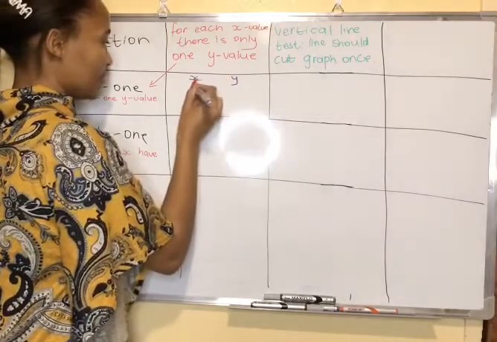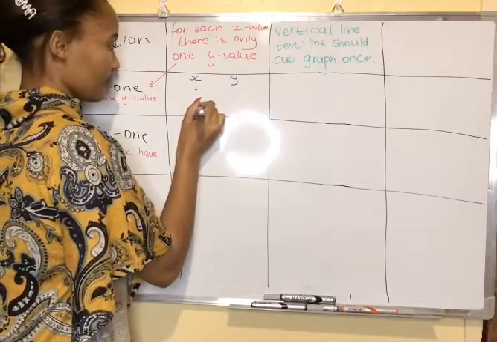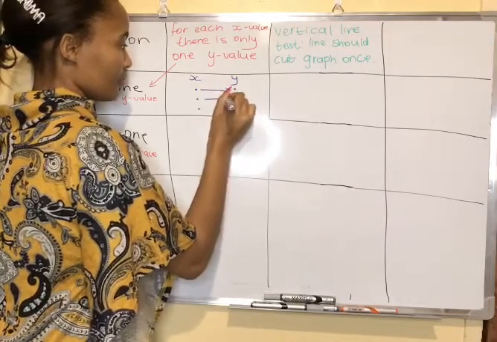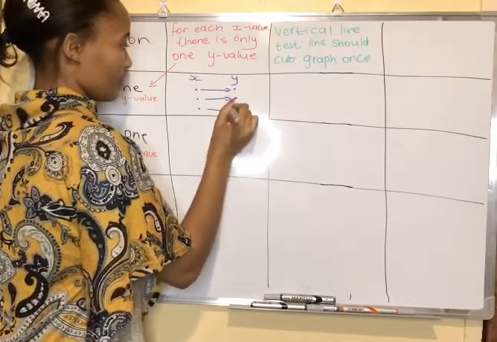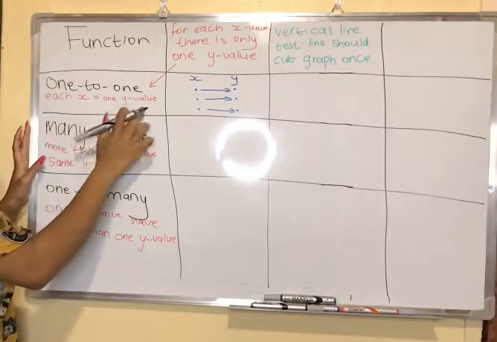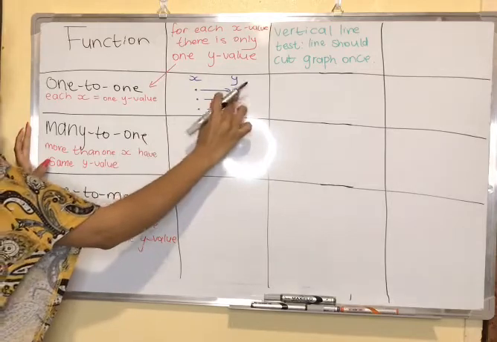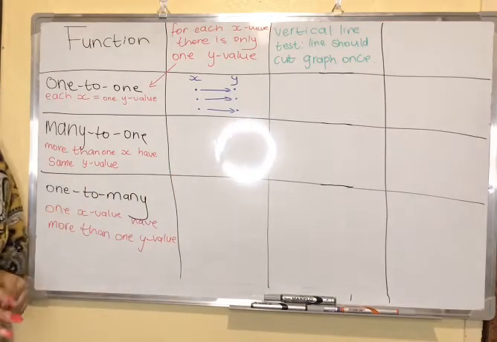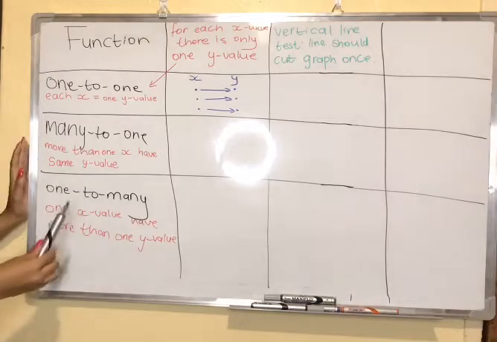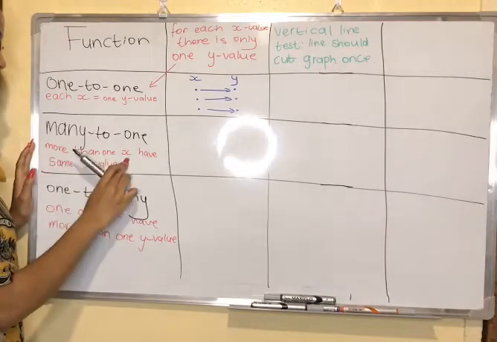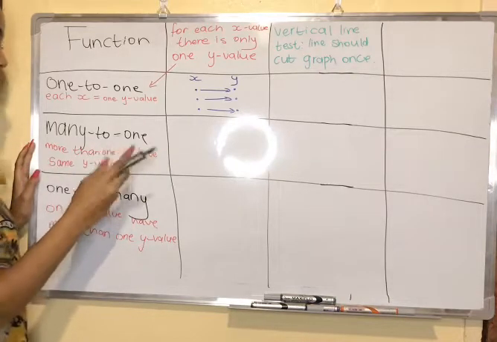X and y. See, each x value has only one y value. A many-to-one function is whereby more than one x has the same y value.